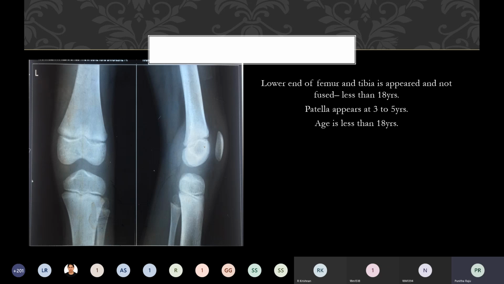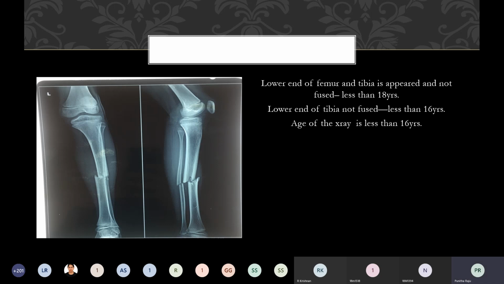Even this is the same kind of X-ray, where you can see the lower end of the femur which has appeared, the tibia which has appeared but is not fused yet. You can also see the fibula as well as the patella. So even this is less than 18 years.